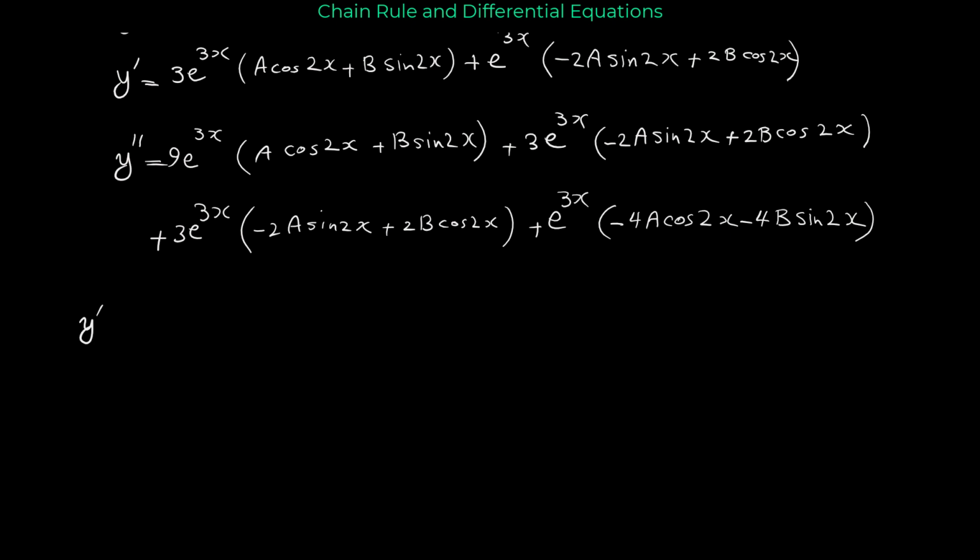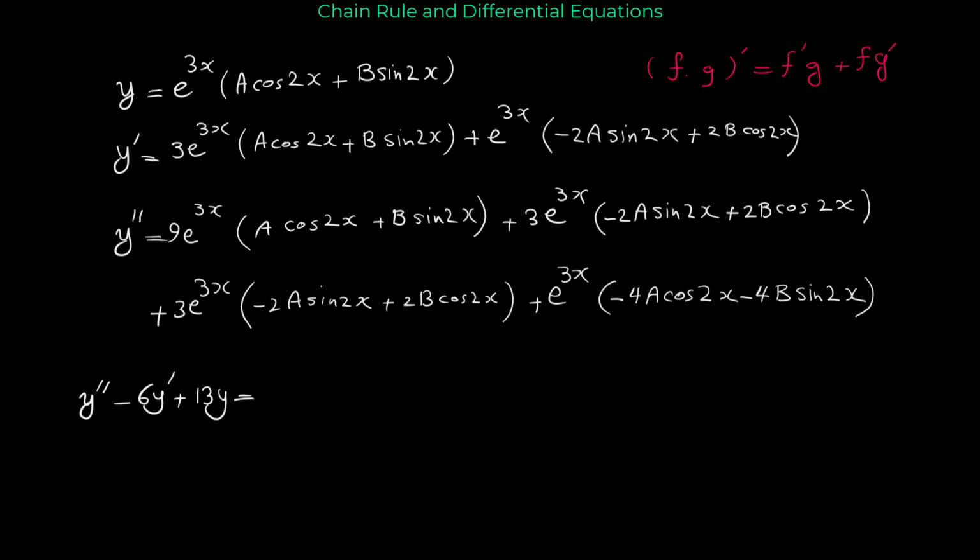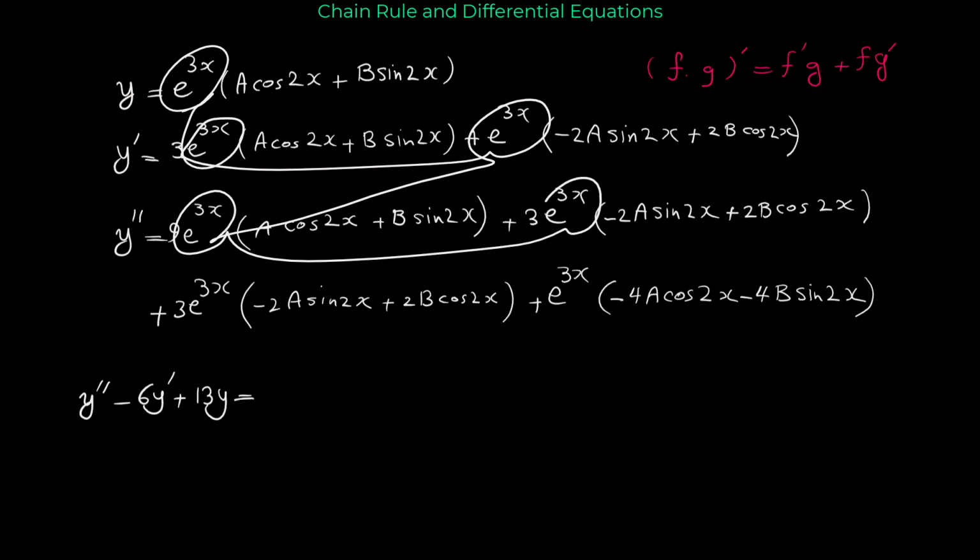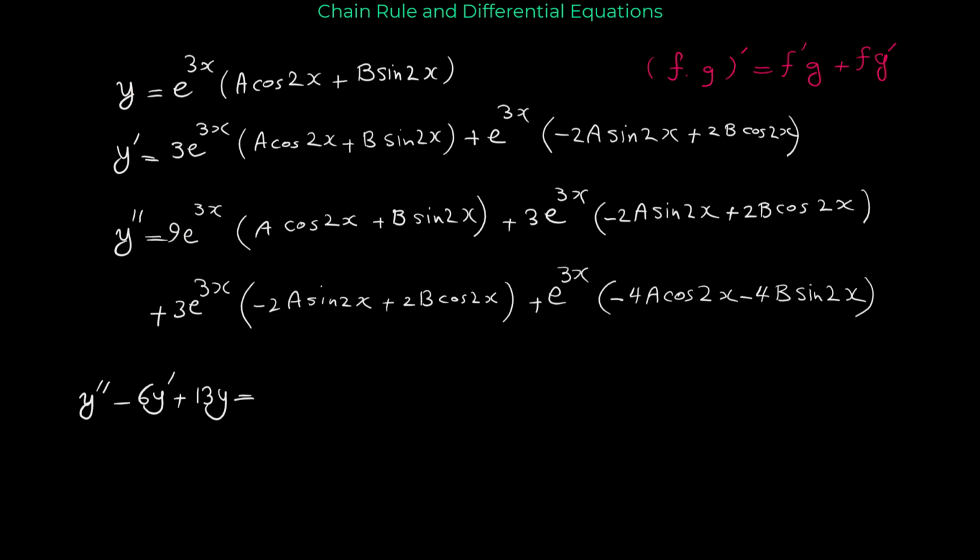So we want to prove that y double prime minus 6y prime plus 13y equals 0. Before I write all these expressions here, attention that in y prime and y double prime, all the terms, if you look carefully, have something in common. e to the 3x. e to the 3x is everywhere. All the expressions have this e to the 3x. So we can factor e to the 3x in the beginning, and we just need to write the rest.